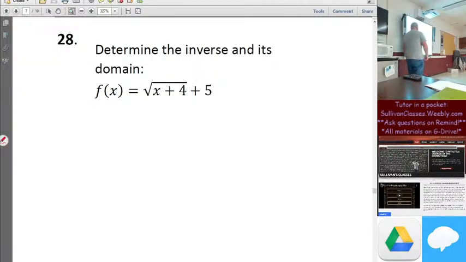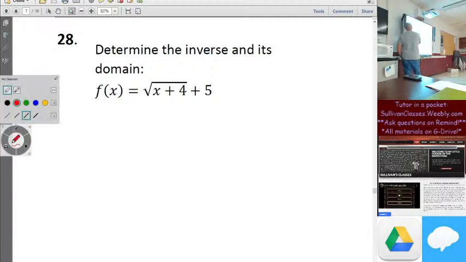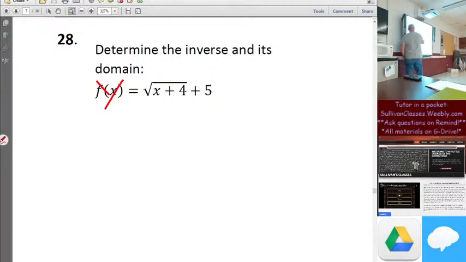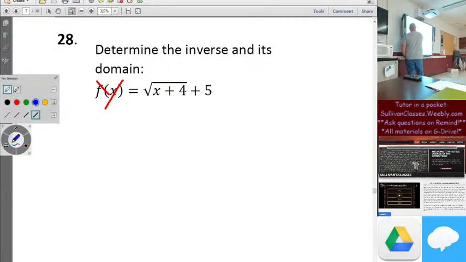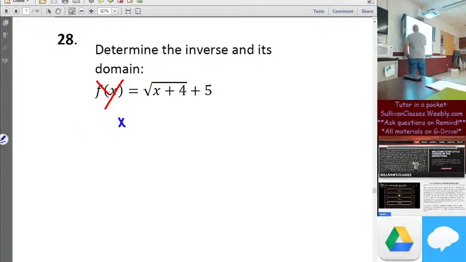Inverses. Start with f of x, which refers to the output, which is y. Then, how do I make an inverse? Swap x and y. Domain and range swap. So this is now x is the square root of y plus 4 plus 5. Subtract.